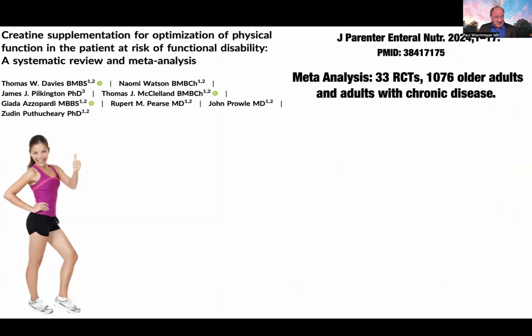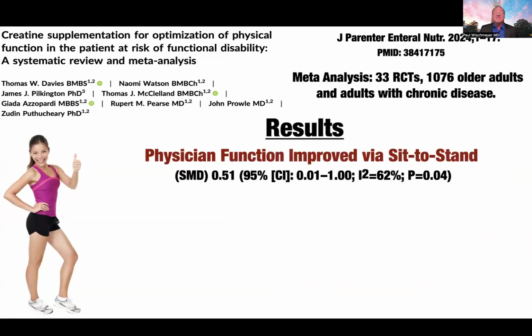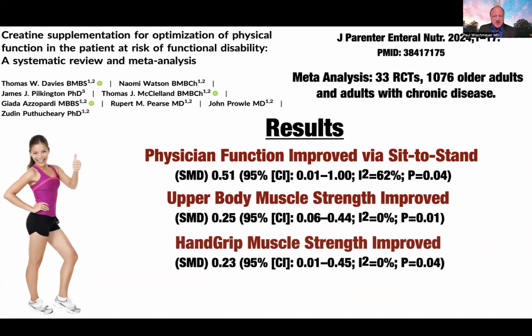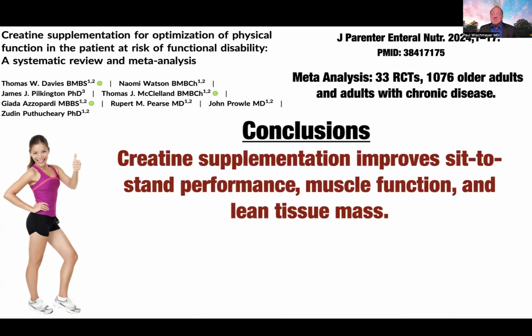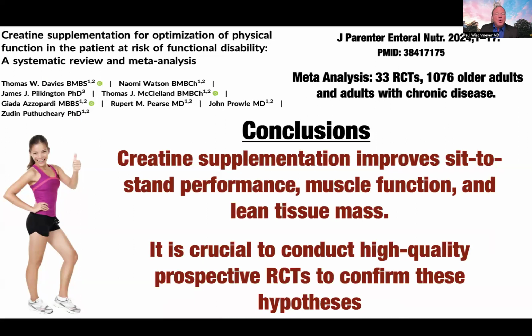And then, luckily, this year there was a really great publication looking at adults with chronic disease, exactly who we're talking about, done by Zudin Pujacherry, who's a good friend and an outstanding nutrition researcher from England, looking at 33 trials of 1,000 patients. What they found was physical function via sit-to-stand was markedly improved. Why we're not using this routinely at Duke and every other hospital around the world is beyond me. Upper body muscle strength was improved. Hand grip muscle strength was improved. Basically, all the muscle function tests they looked at were improved by taking creatine, and lean muscle mass went up as well. And so the conclusion from this meta-analysis was that creatine supplementation improves sit-to-stand muscle function and lean tissue mass in older adults with chronic disease. And again, we continue to need more trials to show this.